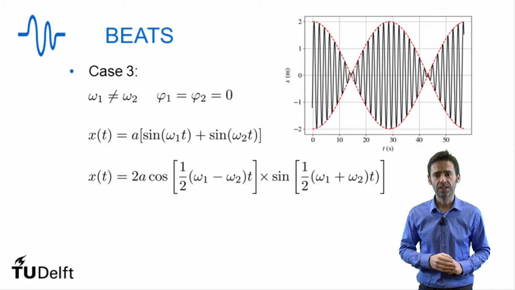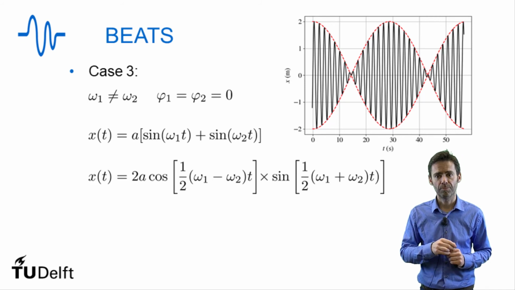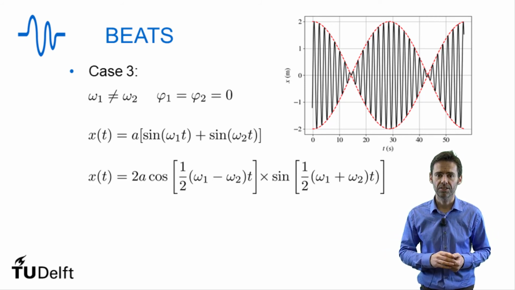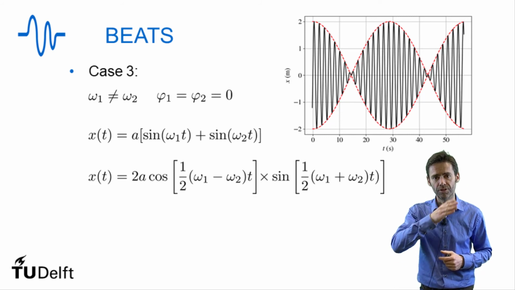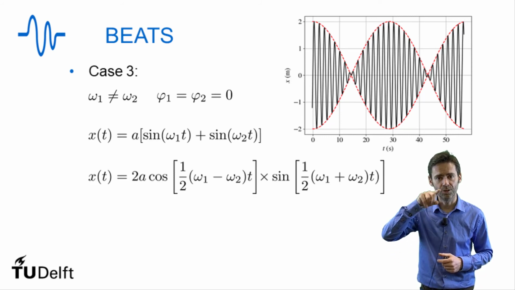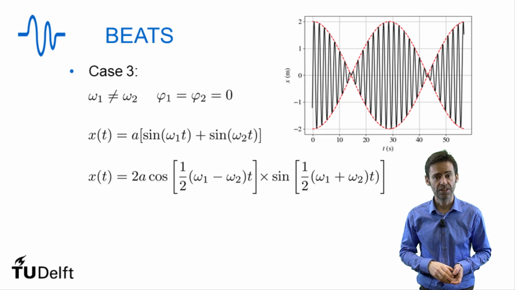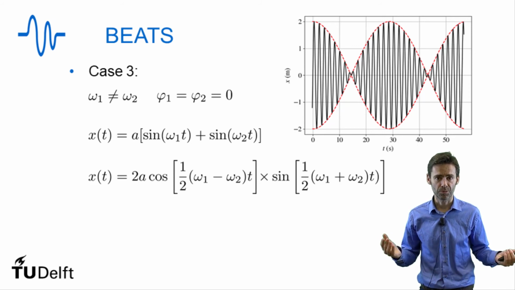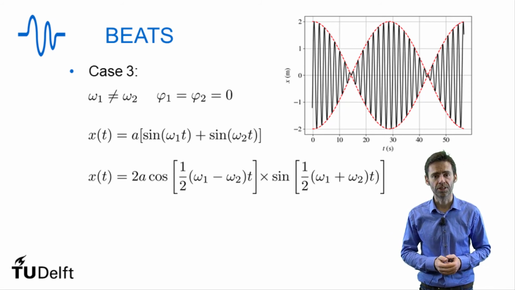The sum frequency leads to a high frequency repetitive pattern, and the difference frequency leads to a low frequency repetitive pattern, and these are multiplied. So you get a pattern that is shown here in this graph, where there's a slowly varying envelope around a highly oscillating frequency. This is what is called a beat, and is, for example, important when you want to tune your guitar.